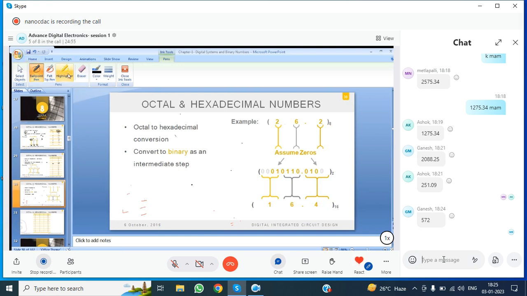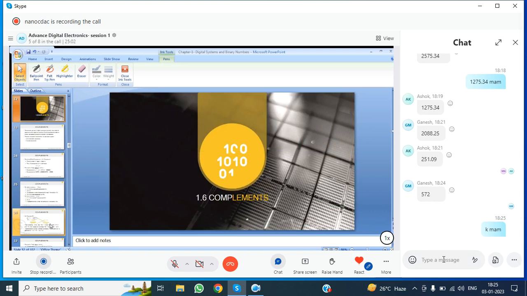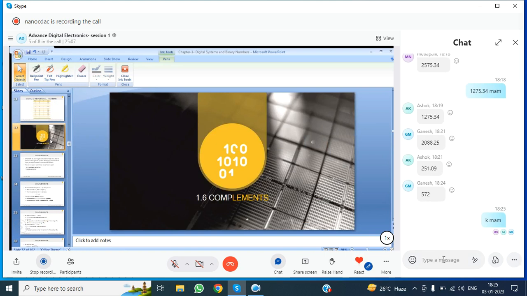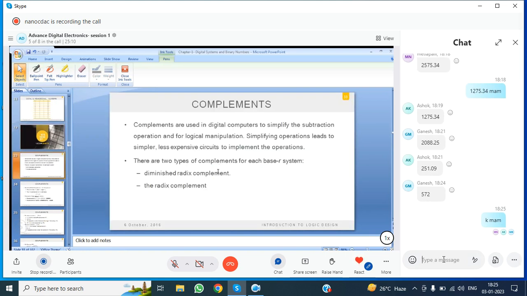Okay, you try, and let's not waste the time. You try these slowly. So we'll go to complements. Okay, so complements. So what is the use of complements? Complement is nothing but, if 0 is the bit, the complement of 0 is 1. So if 1 is the bit, the complement is equal to 0. Complementing is nothing but inverting.